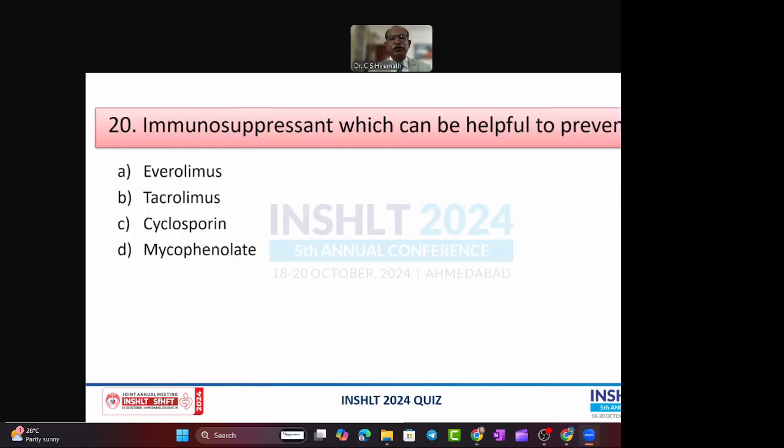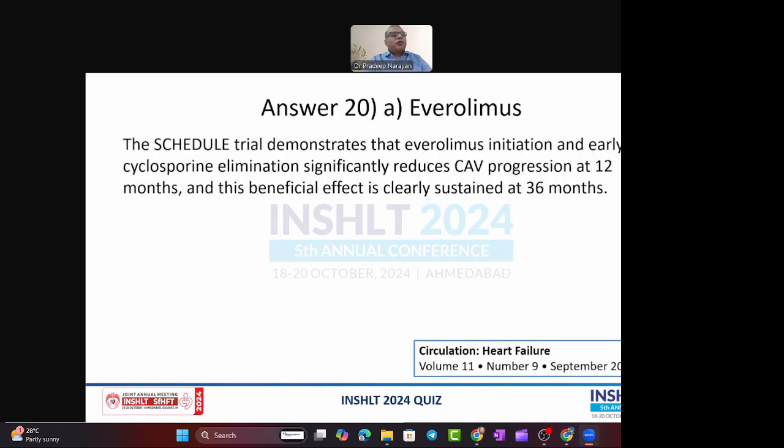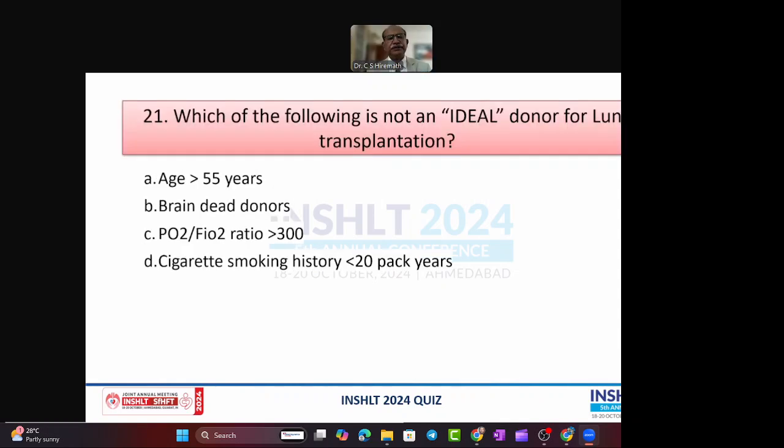Immunosuppressant which can be helpful to prevent CAV. So first of all, what is CAV? I don't know if you got the full form. It is cardiac allograft vasculopathy. And as you can see, a trial was carried out to answer this specific question, and the drug is everolimus. So the answer was A, everolimus. Yes. Next slide, please.